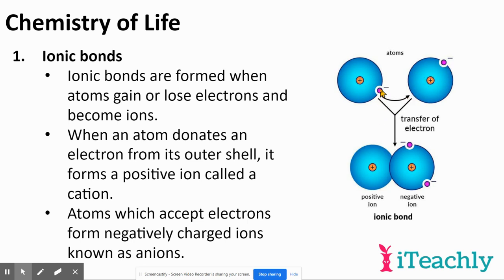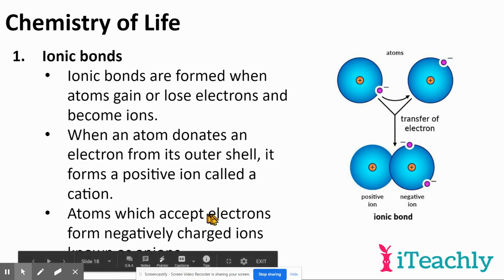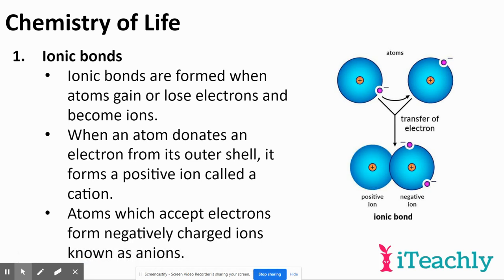If this electron gets transferred over to this atom, there's a transfer of electrons. So now this one has no electrons, and this one has two electrons. This one is going to have a positive charge because it has one more proton than electron. And this one is going to have a negative charge because it has two electrons to one proton, so one more electron than proton. This is called an anion because it's negatively charged, and this is called a cation, which is positively charged. So this is a transfer of electrons. These are ionic bonds.